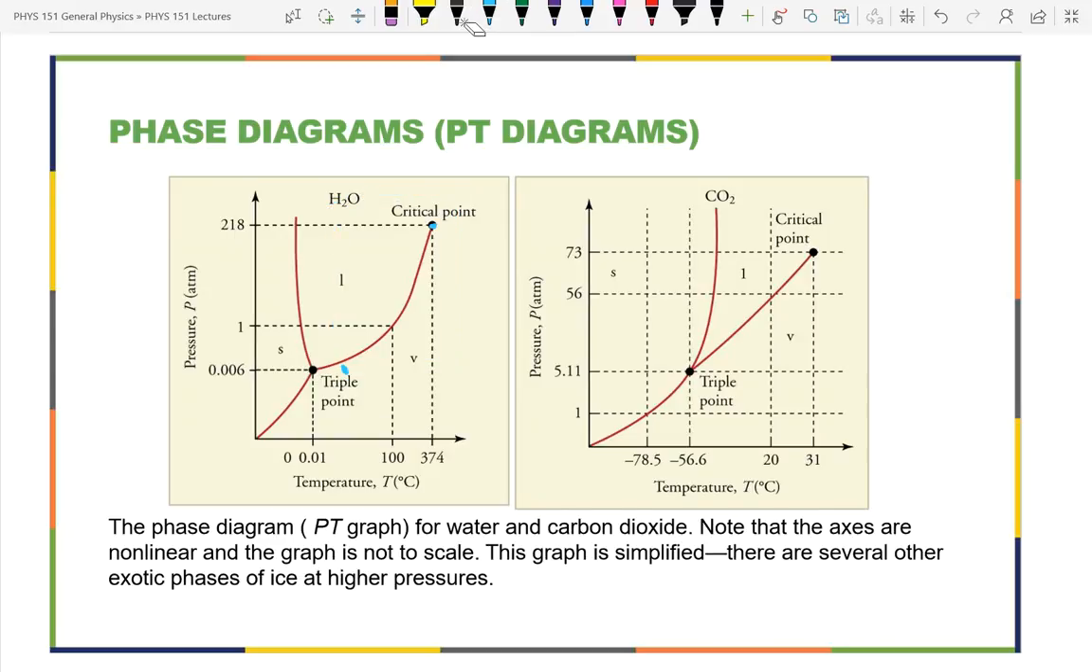Now, another thing to point out on this, so critical point, highest temperature and pressure where you can have a differentiation between a liquid and a gas. Triple point is a specific temperature and pressure where all three of the common phases, liquid, solid, and gas, coexist. It's only a specific temperature if you have pure water.